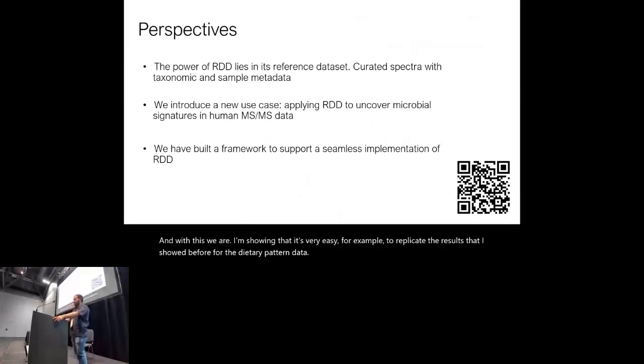To conclude, reference data can shape what we can learn from untargeted metabolomics. RDD turns curated spectral datasets into rich biological context. We have extended RDD beyond food. It can help us uncover microbial signatures in human MSMS data using taxonomically enriched references. We have developed an open source Python package and a user-friendly app to make RDD analysis more reproducible and more accessible overall. And the more we share, curate, and standardize our reference datasets, the more we can unlock the true potential of untargeted MSMS experiments.